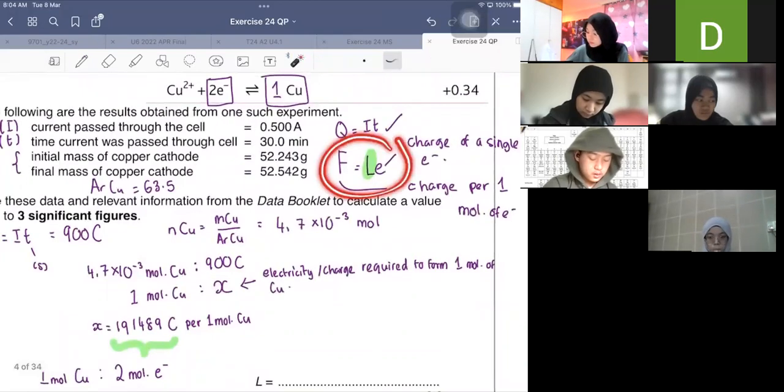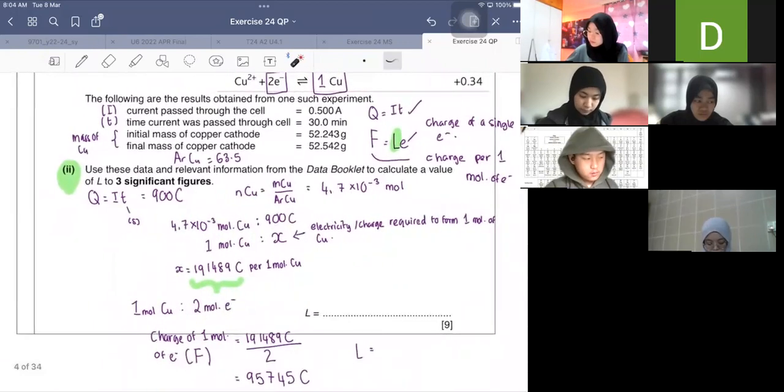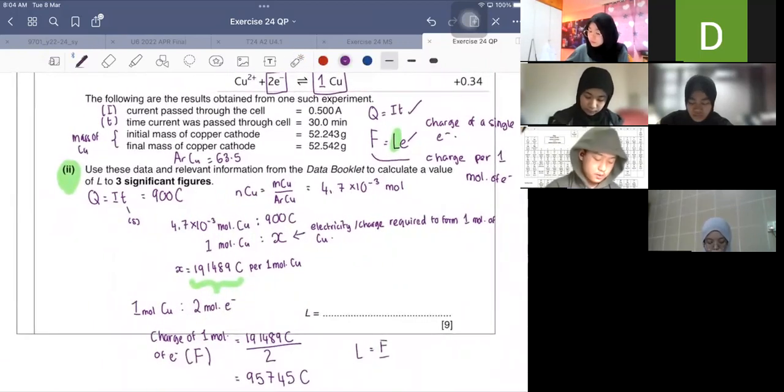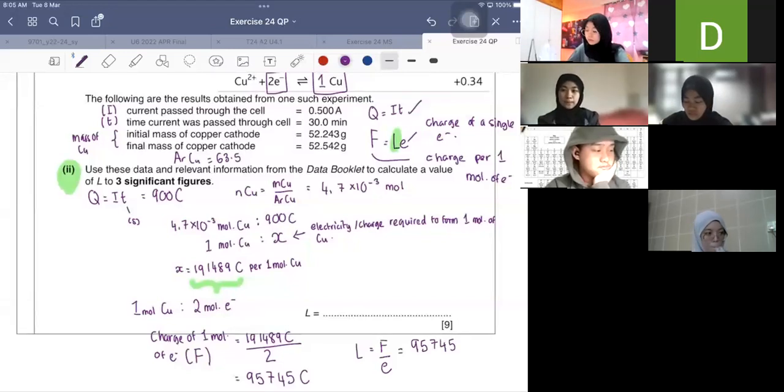By rearranging our F equals to LE expression, okay? L is equals to F over E. Our F has to be the experimental F, not the one that is given from your notes, right? Because if you use that, then what is the point of carrying out an experiment, right? So experimental value of our Faraday's is 95745 coulombs. E is the charge of a single electron that cannot be found from the experiment.